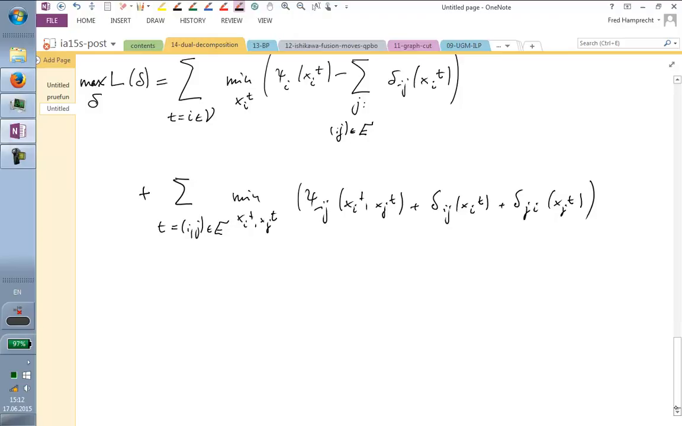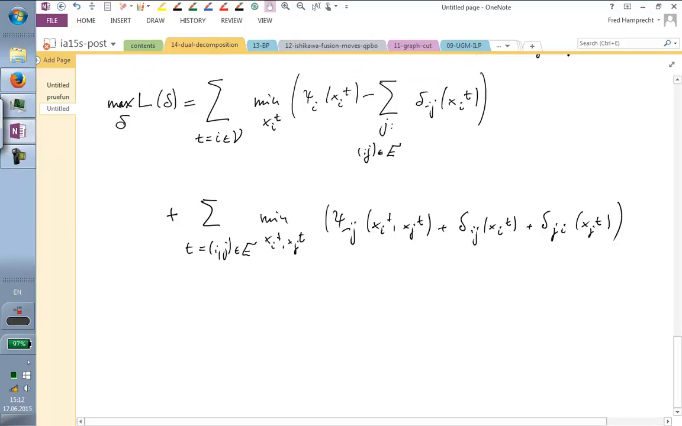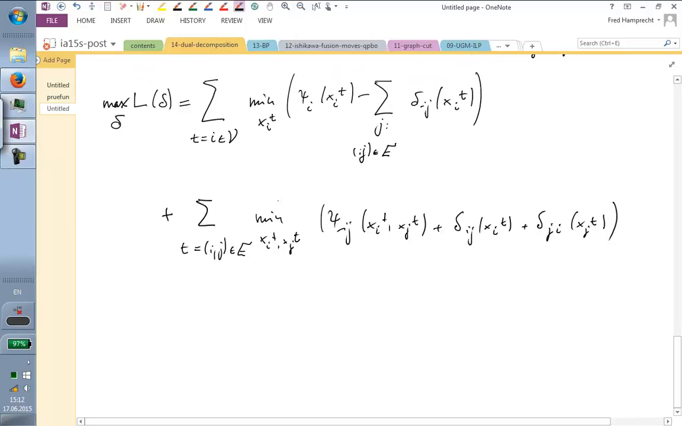So we have this new function of delta, and we can now try and look at this space a little bit. We have to remember that because we minimize over the x here, we minimize them out. So the entire function L, which we wish to maximize, depends only on this new set of variables delta. And if we look at this, we have something that is linear in delta.